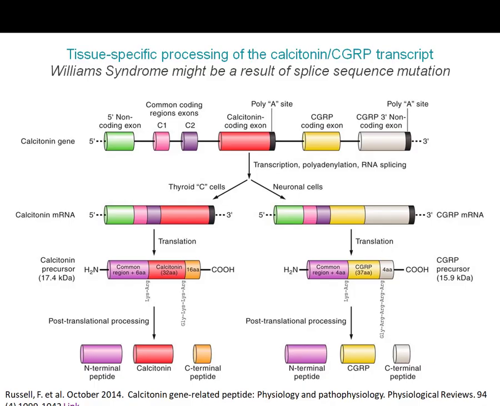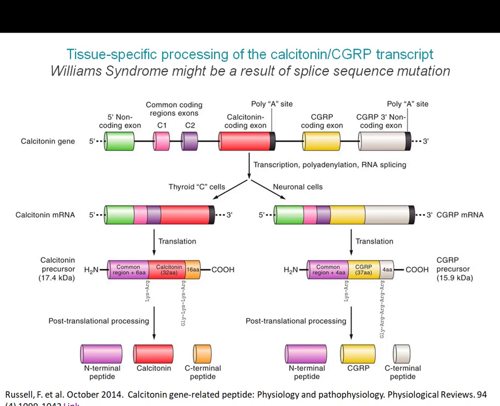So here's another example. There's this protein called calcitonin, which is important in how calcium is being used in the body. And it turns out that the calcitonin gene can produce two alternative transcripts. One of them is expressed in the thyroid, and another one is expressed in neuronal cells in the brain. And so you end up with two different transcripts which give rise to two different proteins.